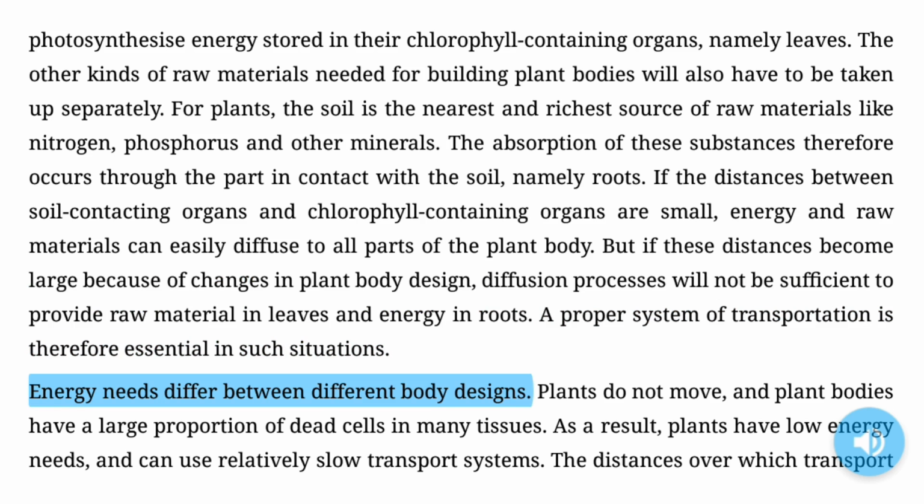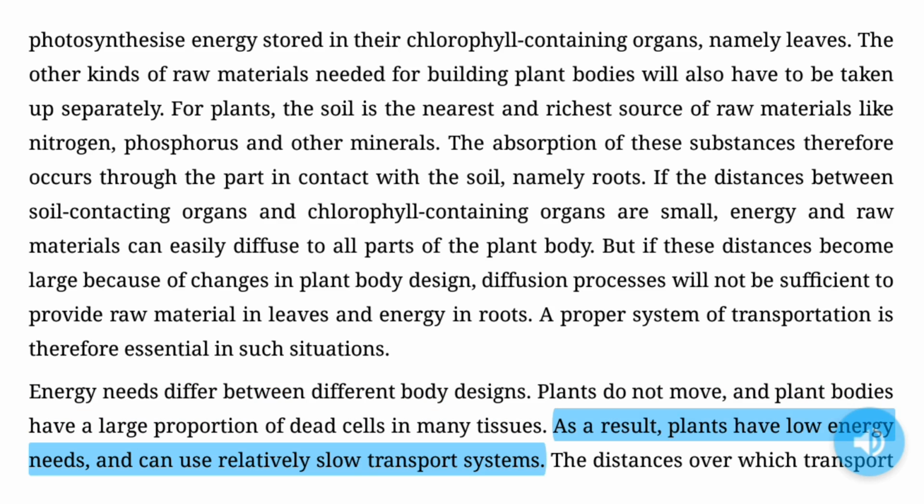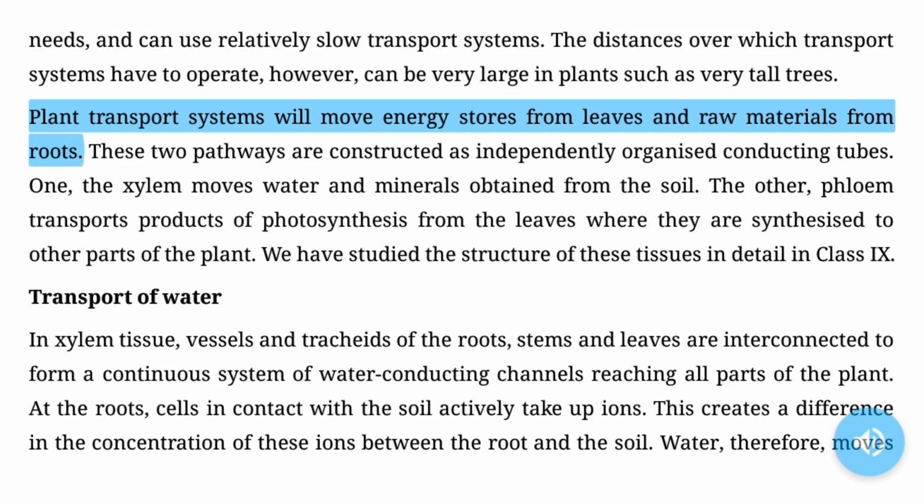Energy needs differ between different body designs. Plants do not move, and plant bodies have a large proportion of dead cells in many tissues. As a result, plants have low energy needs, and can use relatively slow transport systems. The distances over which transport systems have to operate, however, can be very large in plants, such as very tall trees. Plant transport systems will move energy stores from leaves and raw materials from roots.